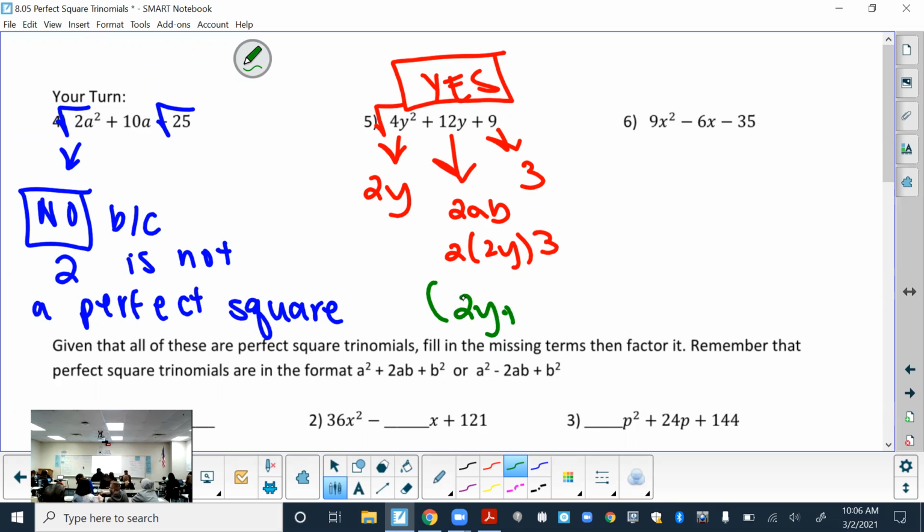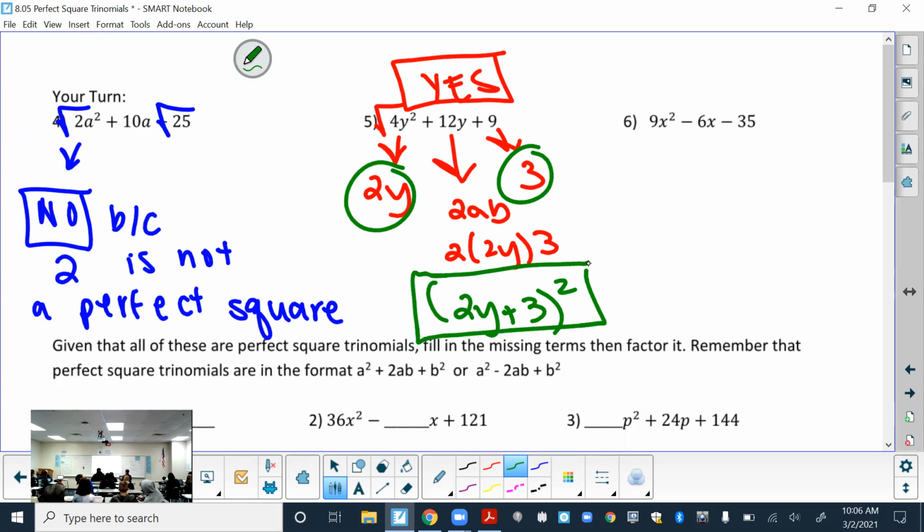2y plus 3. Good. So once you've figured out what your a and b are, you just smush them together into your factored form. All right, and I want to point this out. The sign that goes in your factored form depends on the sign on your middle term. So since it's positive on the middle term, it needs to be positive in my factored form.